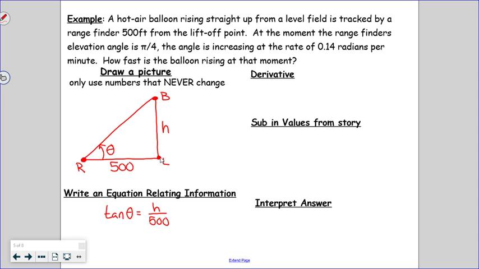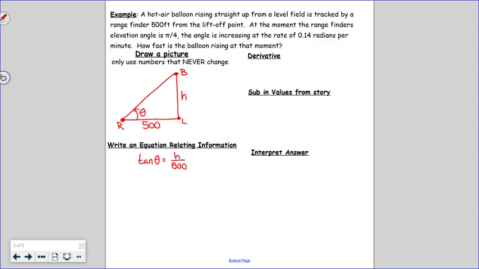Okay. Now, in this equation, because I know where this is going and we're trying to find the rate of change of our height, how fast it is rising, I'm going to solve this for h because I can. It also makes the derivative a little bit easier, though we don't have to. It doesn't change anything. But if I solve this for h, I can multiply by 500, get 500 tangent theta equals h.